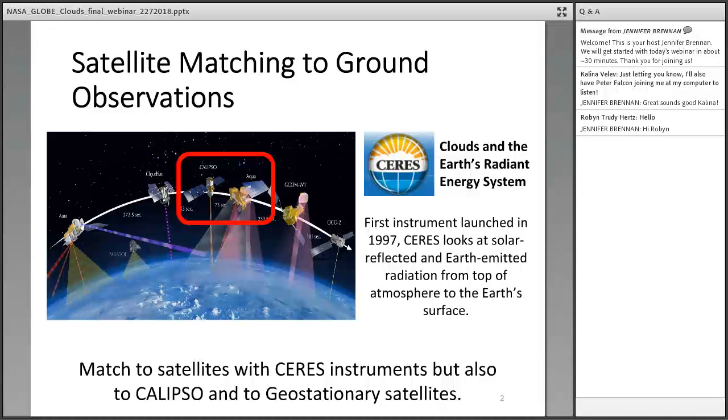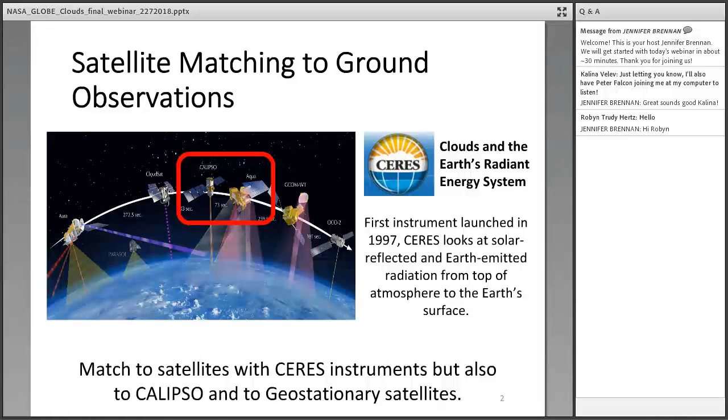The picture on the left I have is the A-train satellite, A for the afternoon, because that's when the satellites pass over the equator around 1:30 p.m. And I want to point out 2 satellites, the Calypso and Aqua. So Aqua has a CERES instrument aboard. Calypso is another instrument here developed at NASA Langley, which is a laser in space, but it's used to determine also clouds and aerosols.